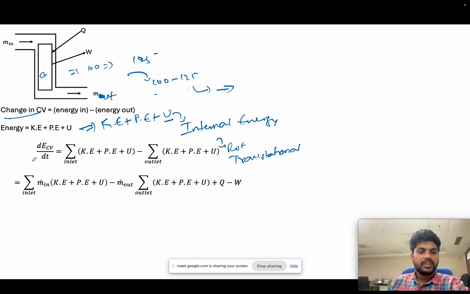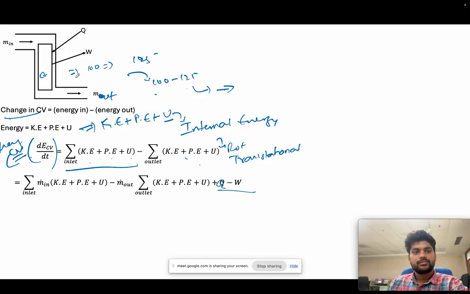So if you see dE by dt, this is the change in the CV, equal to inlet kinetic energy plus potential energy plus U minus outlet kinetic energy plus potential energy plus U, which we are applying for the molar flow rate. So we are applying the m into m. These are the two things. The Q work is carried onto the system, so that's why it is positive, and work is going out of the system. Are there any doubts in this?